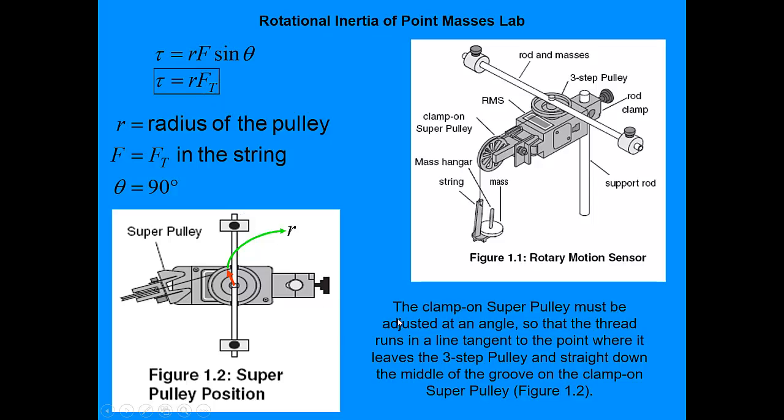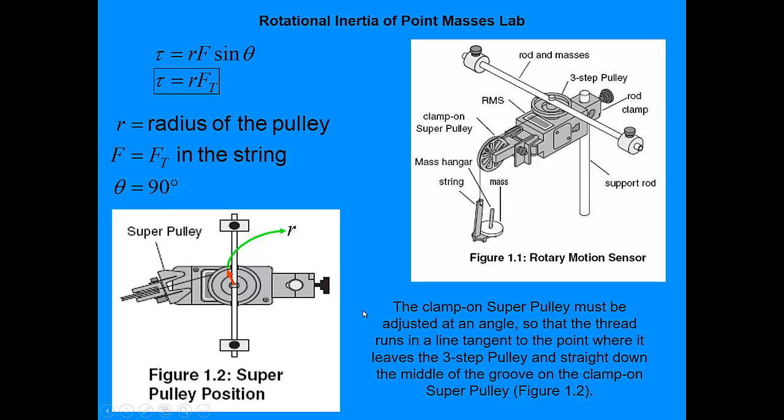Again, read this. You have to clamp on the super pulley so that it's adjusted at an angle, like in the picture, so that the thread comes off tangent and goes right through here. That way when it's going up and down, it won't fly off the pulley. If you try to hook it this way and wrap it around the biggest pulley, you're going to have some issues. So if you want to use the biggest pulley, like in this picture, you have to tilt this. It should be set up that way now.